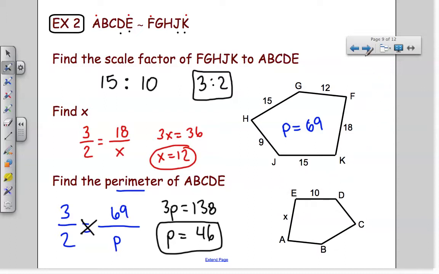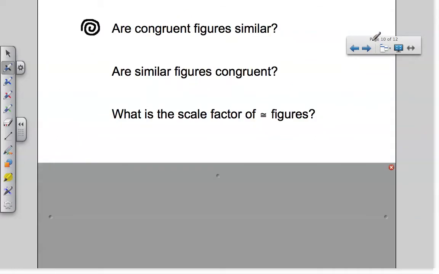Okay? Little discovery questions for you. Are congruent figures similar? Are congruent figures always similar? Do they have to be similar? And then reverse that. Are similar figures congruent? Do similar figures have to be congruent? Are they always congruent? And then what's the scale factor of congruent figures?